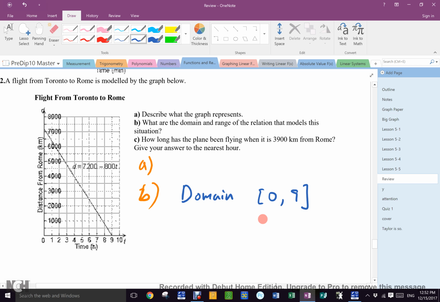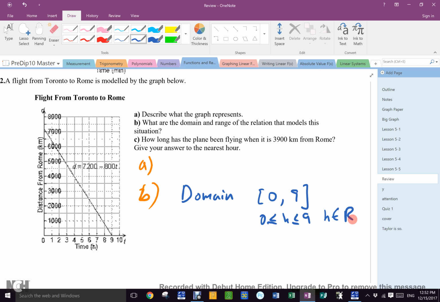Could she write it a different way? Yeah, 0 less than or equal to H, less than or equal to 9. Excellent. And of course, H would be a set of what? All real numbers.